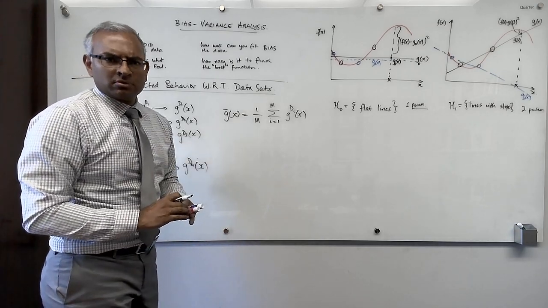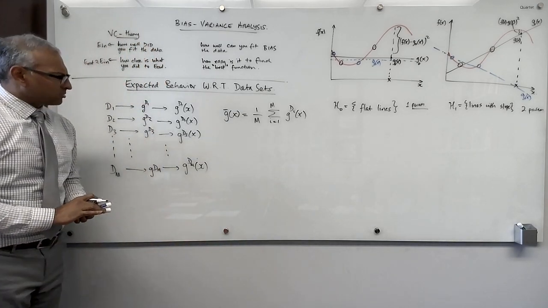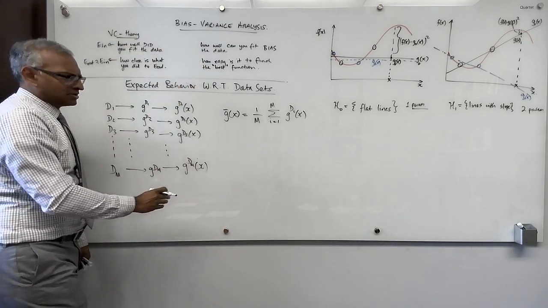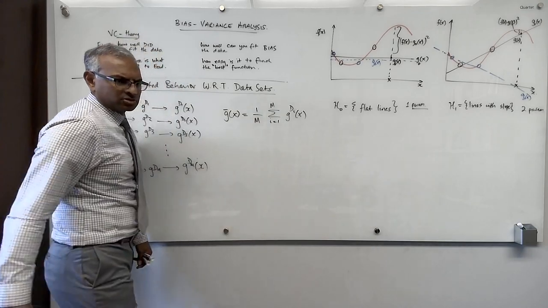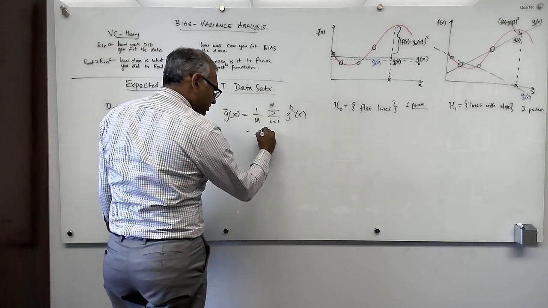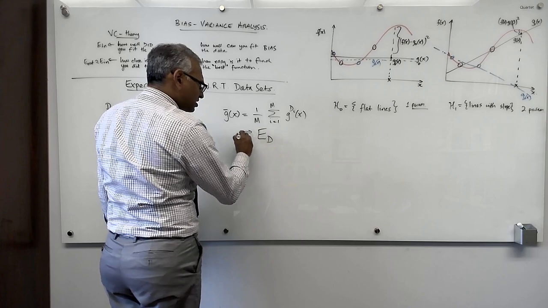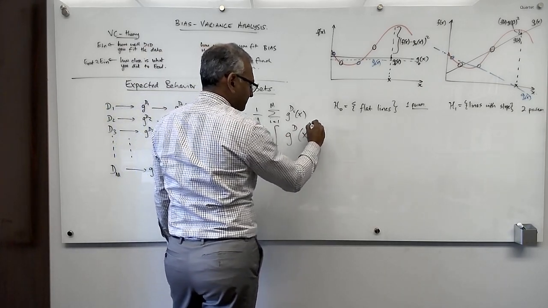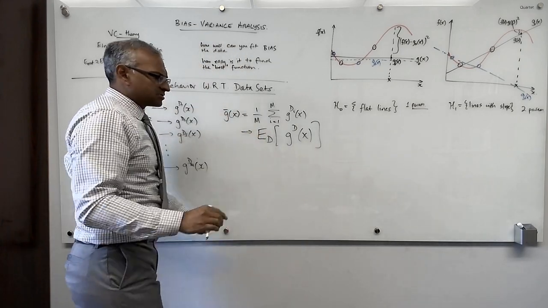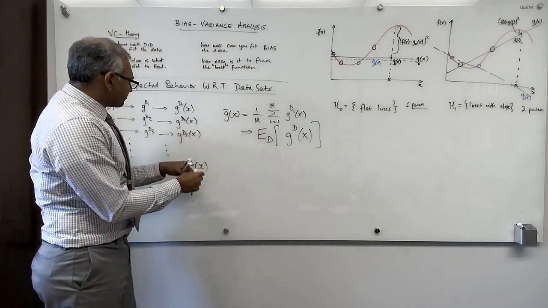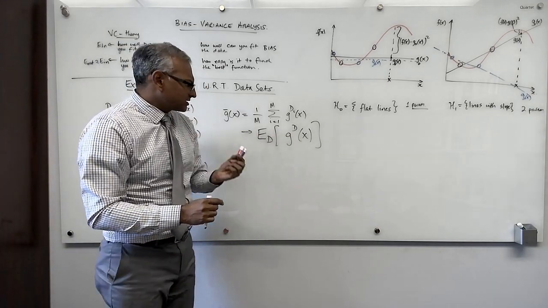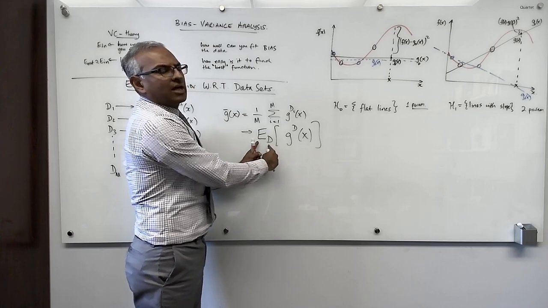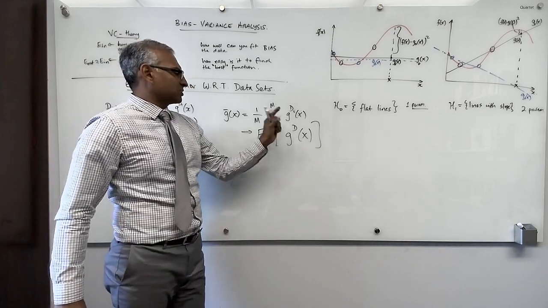And we know from basic probability that this average, in the limit of large enough M, statistically approaches the expected value over data sets of g D of x. Think of a random process where the randomness comes from the data set. You randomly generate data sets, you produce a hypothesis, you evaluate it at x, and now you compute the expected value with respect to the randomness of the data set.